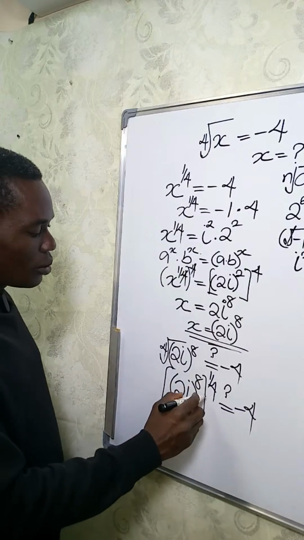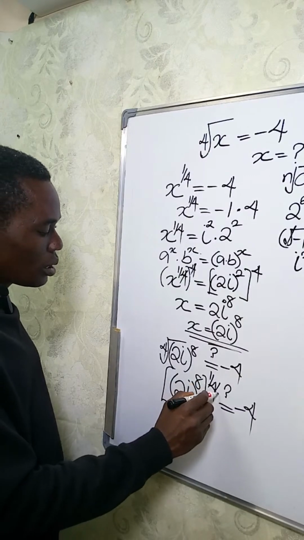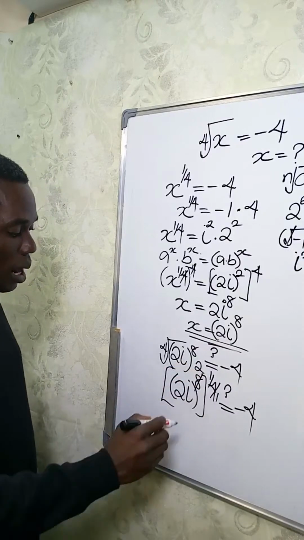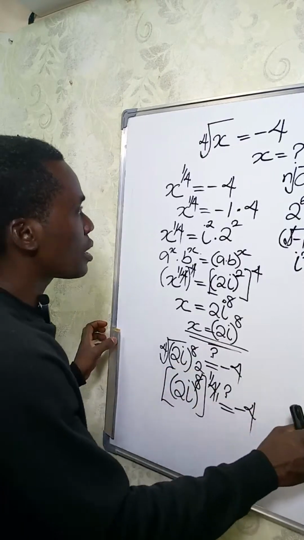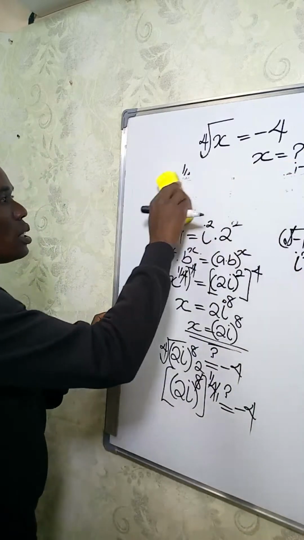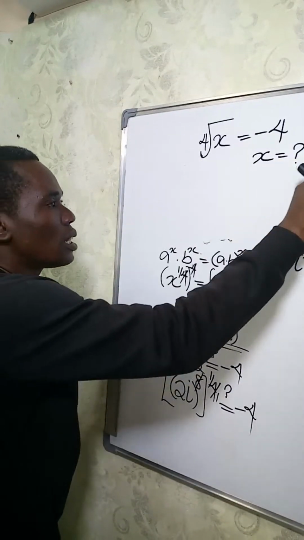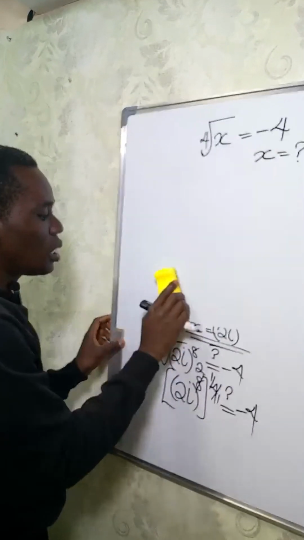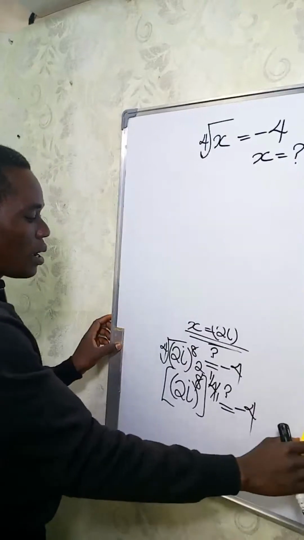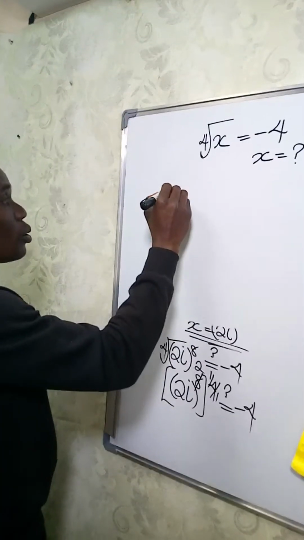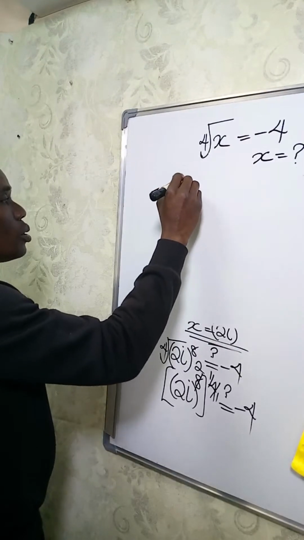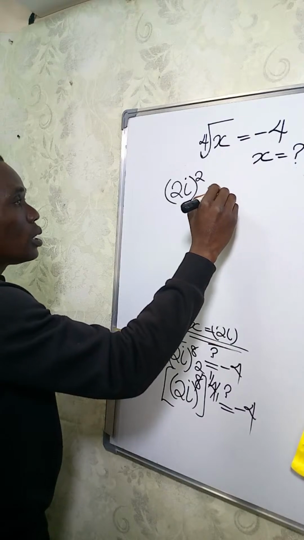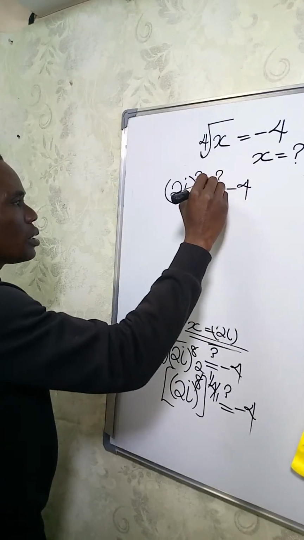This is going to cancel out this 1, and this is going to give us 2. Let's clear this off. That expression will now give us 2i to the power of 2, and this will be equal to negative 4. Now, will this give us negative 4?